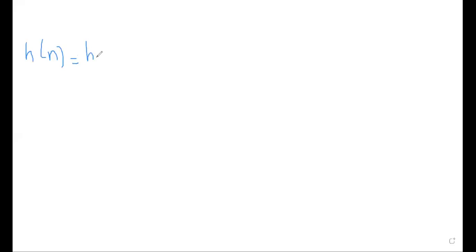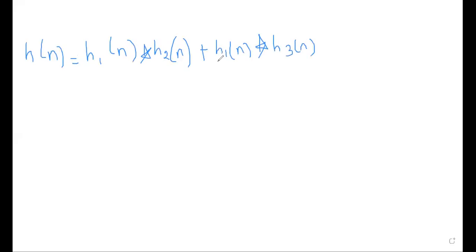h1 of n convolution with h2 of n, plus h1 of n convolution with h3 of n. Okay, very good. So now what I'm going to do here is, I'm going to solve this separately and I'm going to solve this separately. Okay, so let me substitute h1 of n from the question.